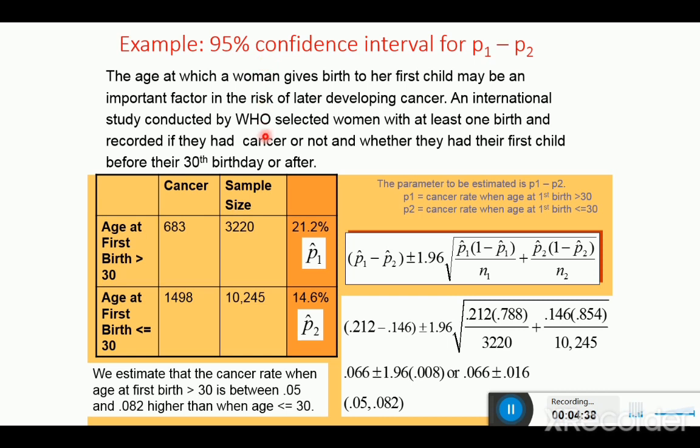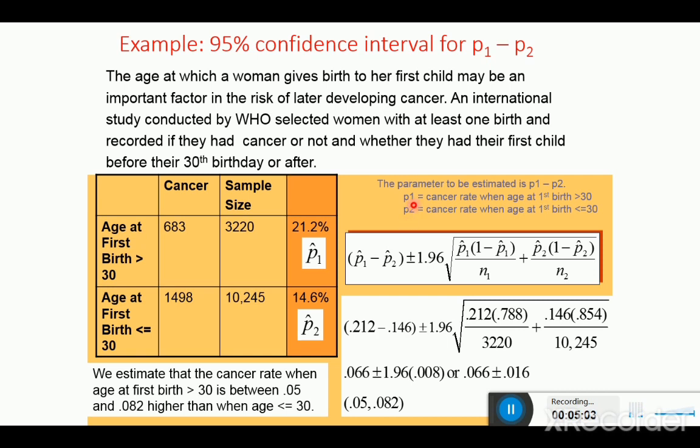question. The age at which a woman gives birth to her first child may be an important factor in the risk of later developing cancer. An international study conducted by WHO selected women with at least one birth and recorded if they had cancer or not and whether they had their first child before their 30th birthday or after.